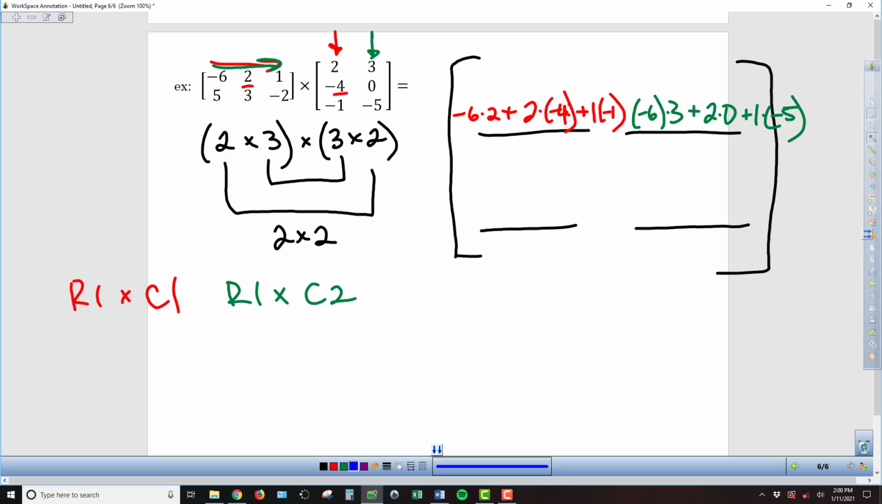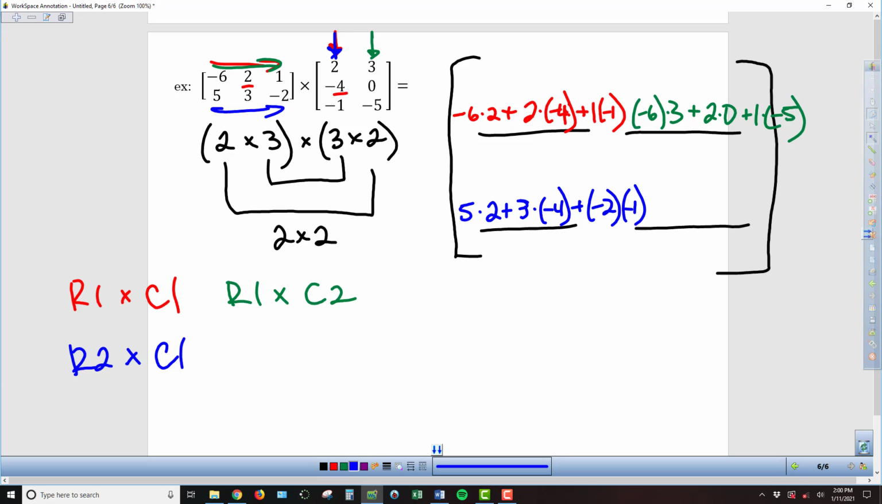Now we're going to take row 2 times each of the columns. So I'm going to take row 2 times column 1. So row 2 times column 1, I've got 5 times 2. So I'm working down this column here, plus 3 times -4, and then lastly -2 times -1.